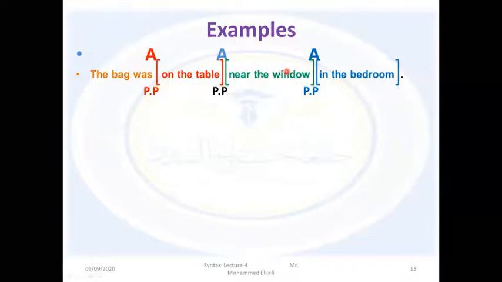As you see, we have three grammatical structures that are used repeatedly in sequence in this sentence. We have a prepositional phrase plus a second prepositional phrase plus a third prepositional phrase.